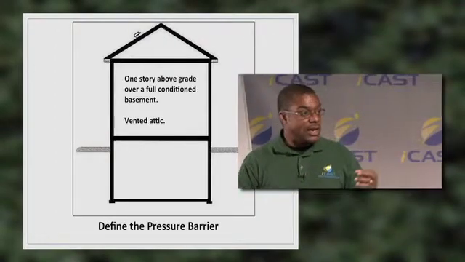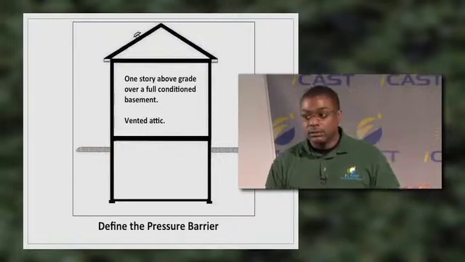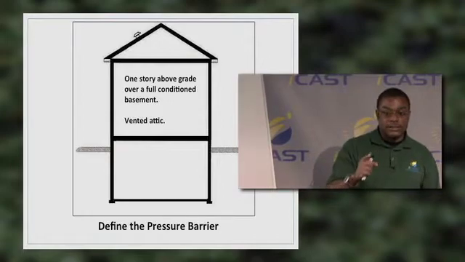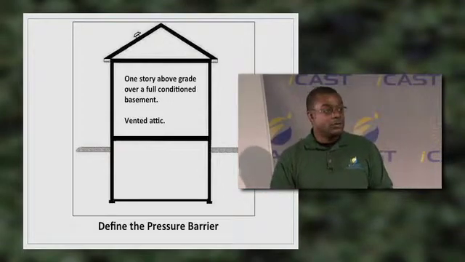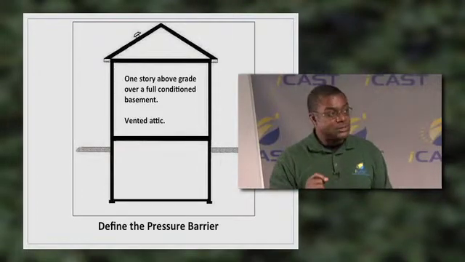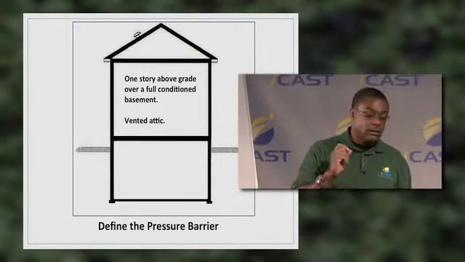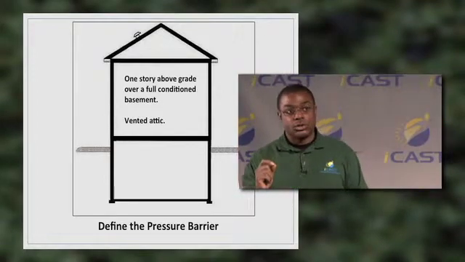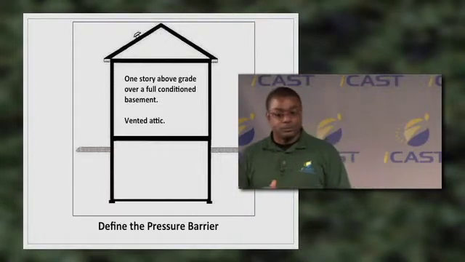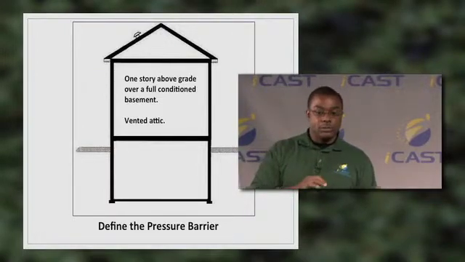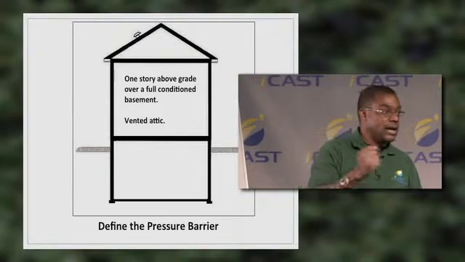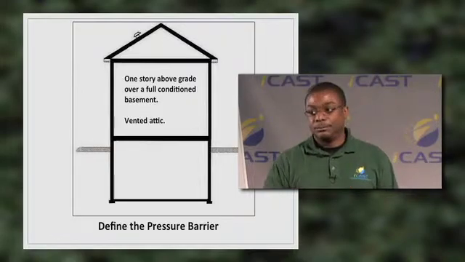If you have a highlighter, I want you to take the highlighter and highlight this picture where you think the pressure barrier and the thermal barrier should go on this structure. Okay? One story above grade, conditioned basement, vented attic. If you don't have a highlighter, just mark it with your pen.